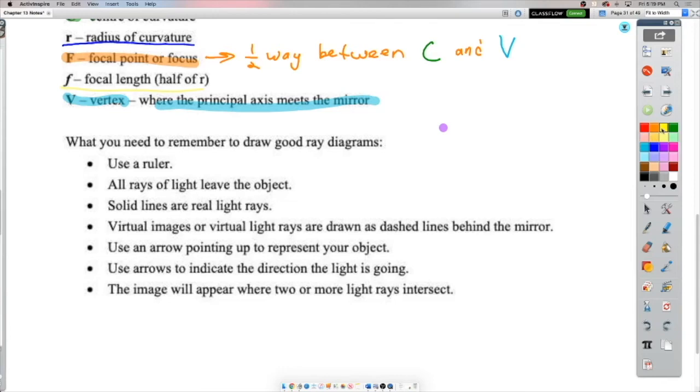So what you need to remember to draw good ray diagrams. Okay, don't even think about trying to do this without a ruler. Okay, you will hate your life. Just do it with a ruler. It makes life easier, makes it look better in the end, will help you out.